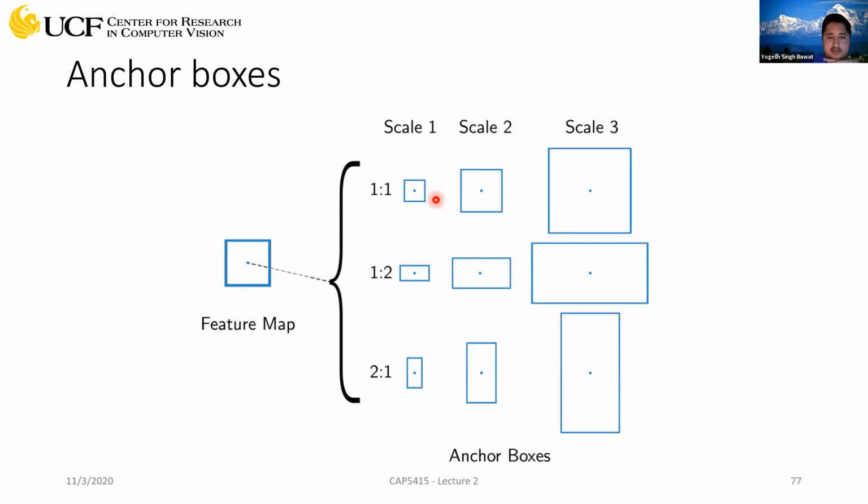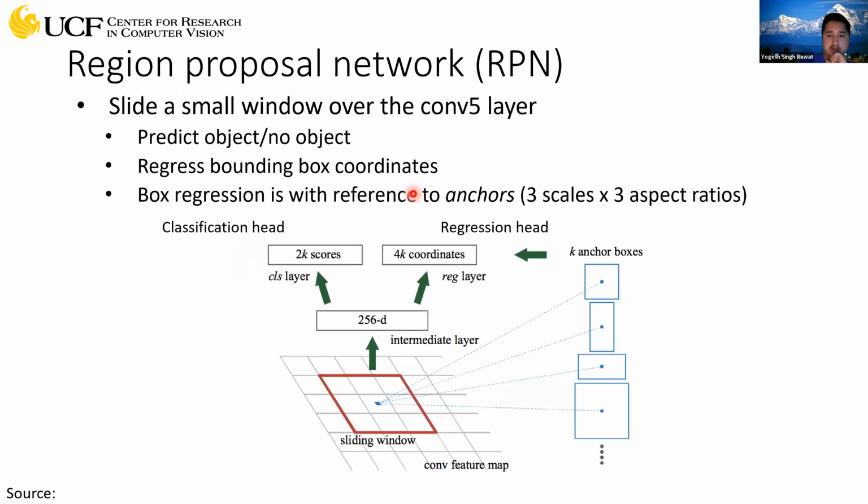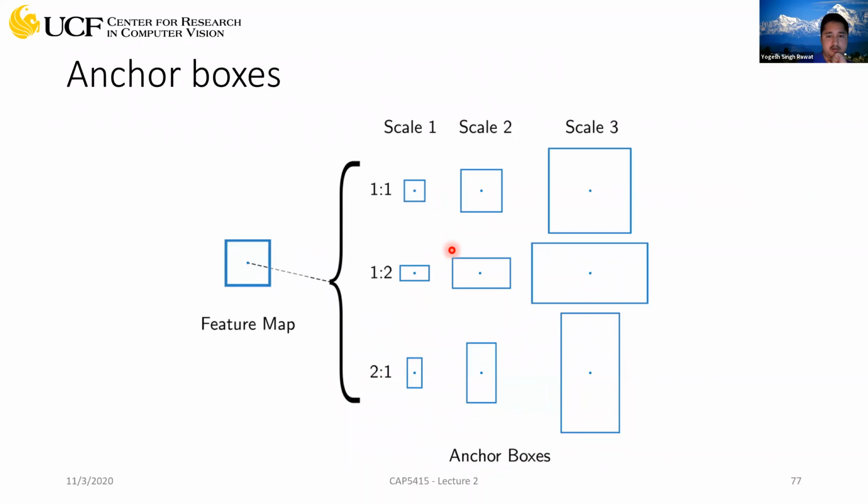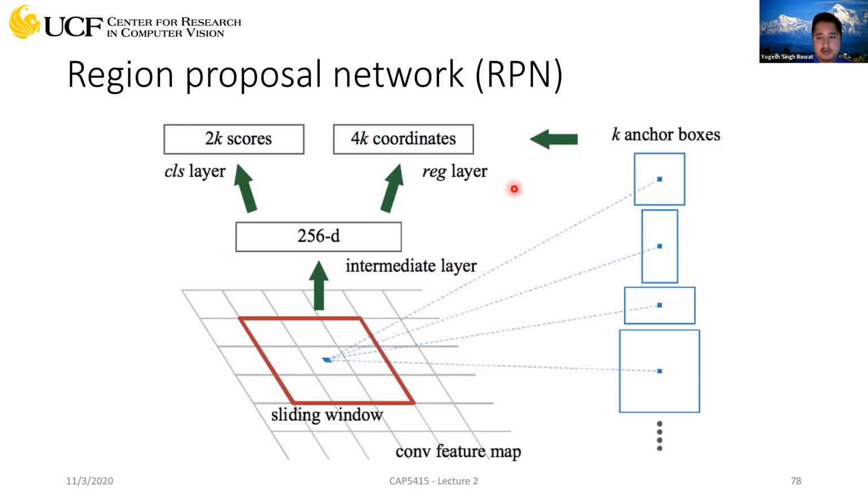So this is just showing the anchor boxes you have: 3 different scales and 3 different aspect ratios. And keep in mind that you have this fixed anchor box, but you do have this regression head on top of this. So there might be some adjustment to that proposal. Okay, so this I think we have covered.